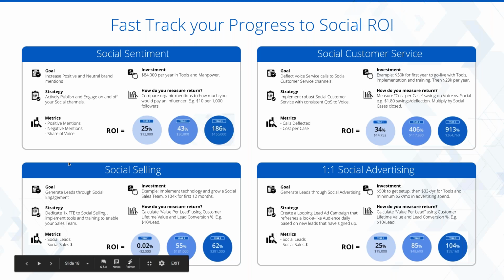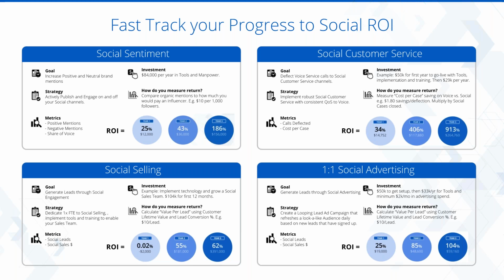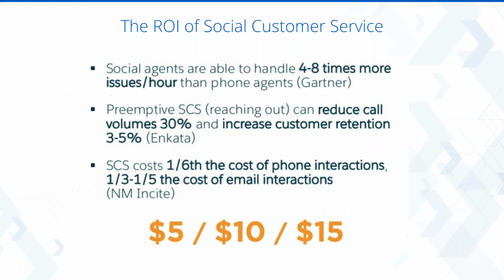There are lots of different ways of tracking ROI on social, and here are some examples. These are what I see as the 4 pillars: tracking the value of sentiment on social, tracking the cost savings from social customer service, and tracking leads and sales from social selling and social advertising. Focusing in on social customer service, this stat came out of a study done through Salesforce, where they found that the average cost to answer a voice call is $15, an email is $10, and a social inquiry is $5.